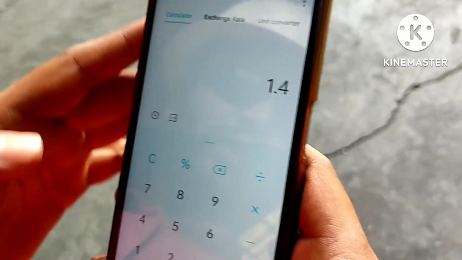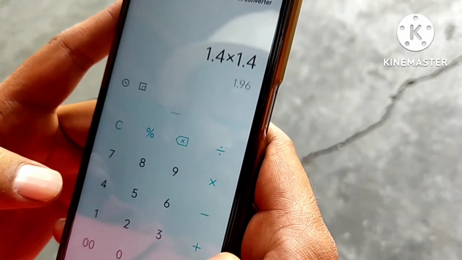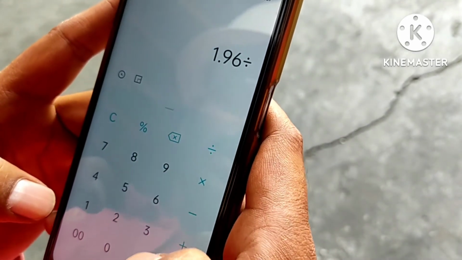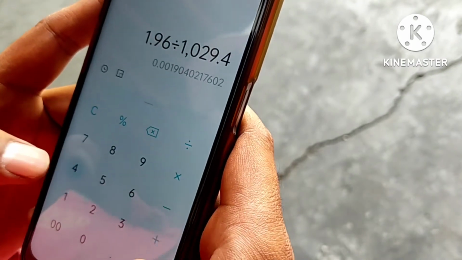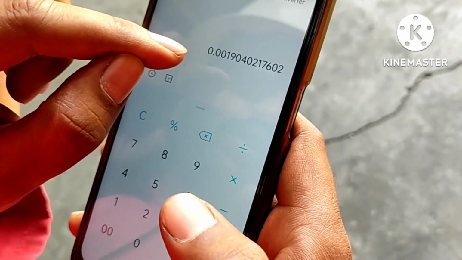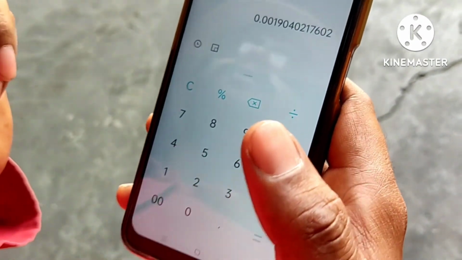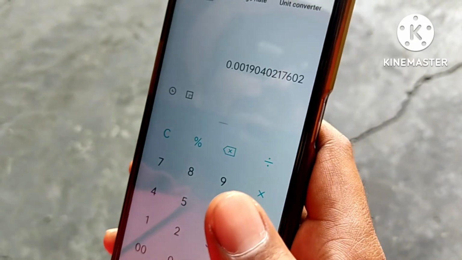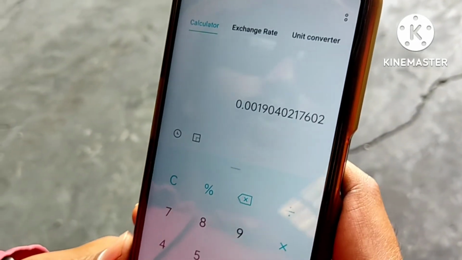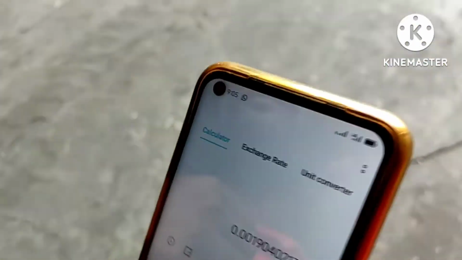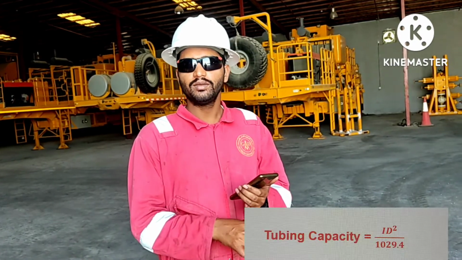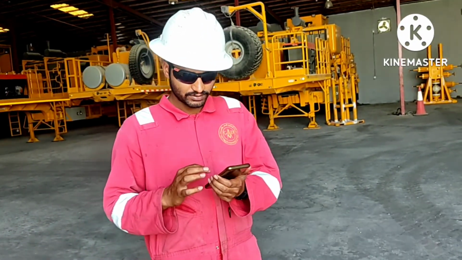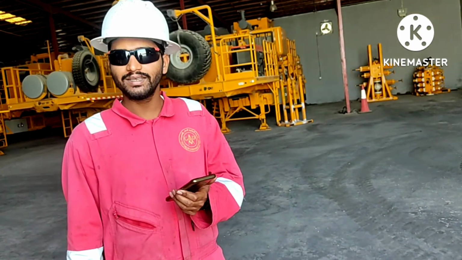Now we'll take the square of this 1.4, that is 1.4 multiplied by 1.4. So 1.96, we'll divide this by the conversion factor, that is 1029.4. So this is 0.0019, the capacity, that is barrel per foot. For this particular pipe, the capacity of the pipe is 0.0019 barrel per foot. The formula for the internal capacity is ID square over 1029.4, and we have just seen that when we put the values for this given pipe, the answer we get is 0.0019. That is the barrel per foot capacity for this 1.75 OD pipe.